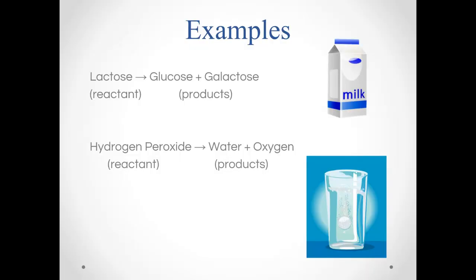Now, a couple quick examples of chemical reactions, stuff that we are going to see in class. One is lactose, which is the sugar found in milk, is broken up into glucose and galactose, two other sugars. The other one is hydrogen peroxide, the stuff you use to disinfect cuts and things like that. And it actually turns into water and oxygen, so you actually see it bubble when that happens.